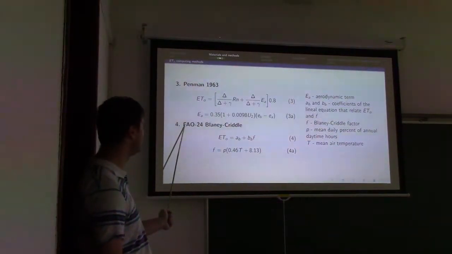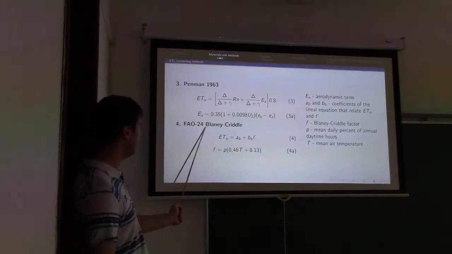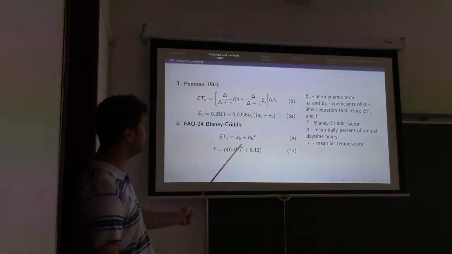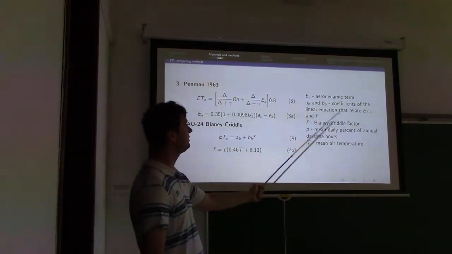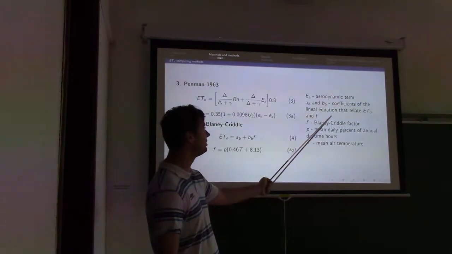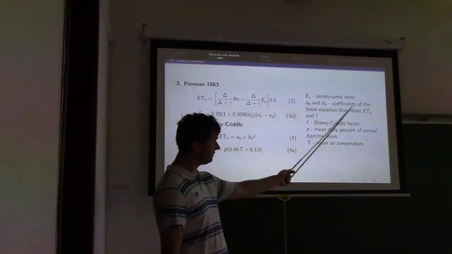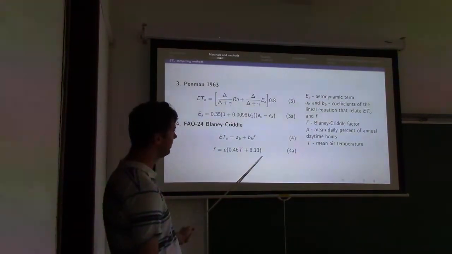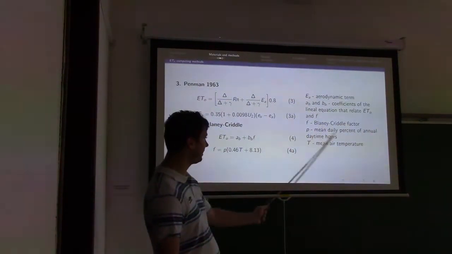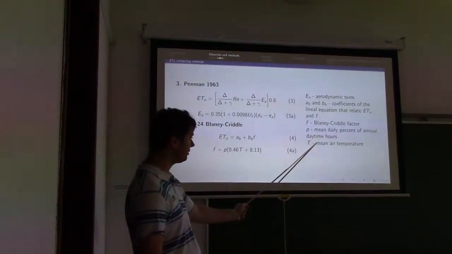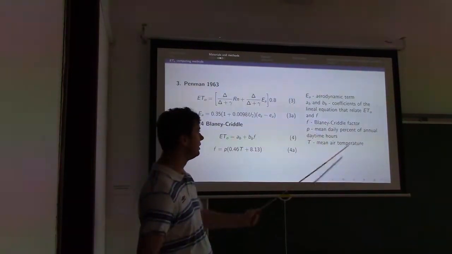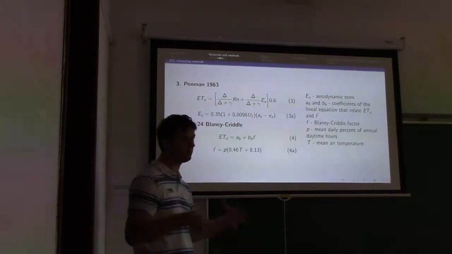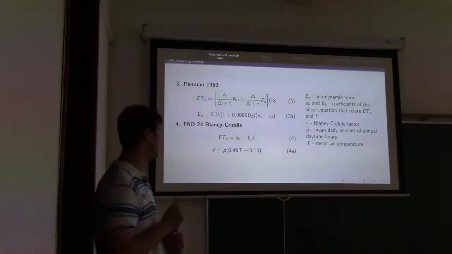Equation number 4 is the FAO 24 Blaney-Criddle equation, and it has AB and BB, and these are coefficients of the linear equation that relates evapotranspiration and F, where F is this factor, which consists of the mean daily percent of annual daytime hours and mean air temperature. So these are regression coefficients. There are also table values of that.